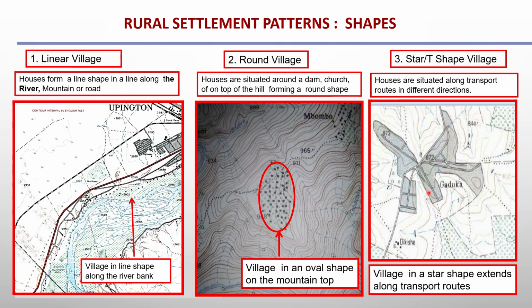And then the last one, our star shape settlement. Houses are situated along transport routes. This is part of our crossroads, where transport routes meet. You can see it forms a star. A village is star shaped. It extends along transport routes. You can see the shape there is a star. It is a star shape.